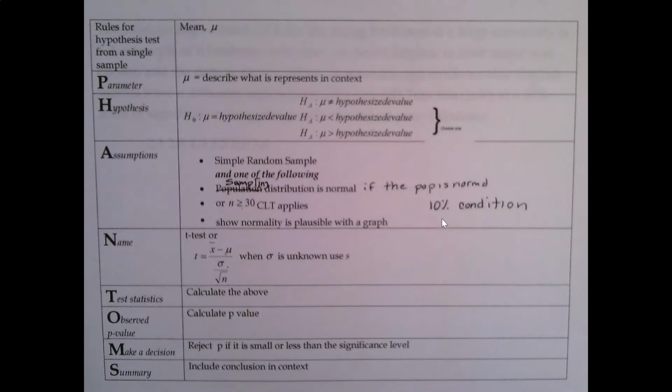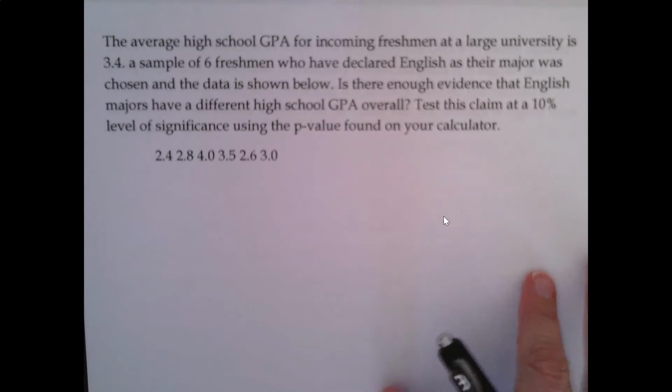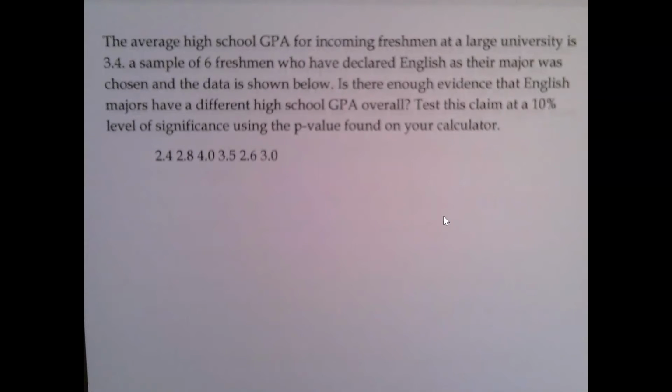Okay, so let's go ahead and do one of these problems. Let's do one more. I'm going to graph this. Okay, it says the average high school GPA for incoming freshmen at a large university is 3.4. A sample of 6 freshmen who have declared English as their major was chosen, and the data is shown below. Is there enough evidence that English majors have a different high school GPA? Test this claim at a 10% level of significance using a p-value. Okay, obviously we're just going to test this claim. This says using a p-value. We always use the p-value.